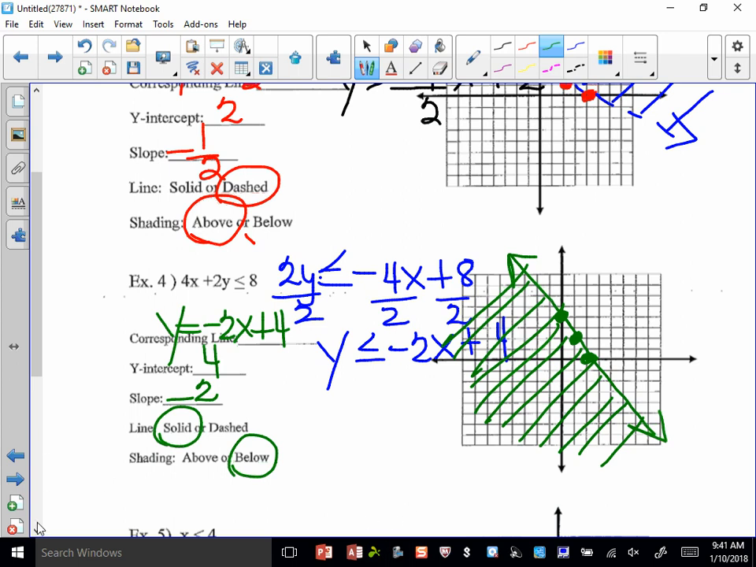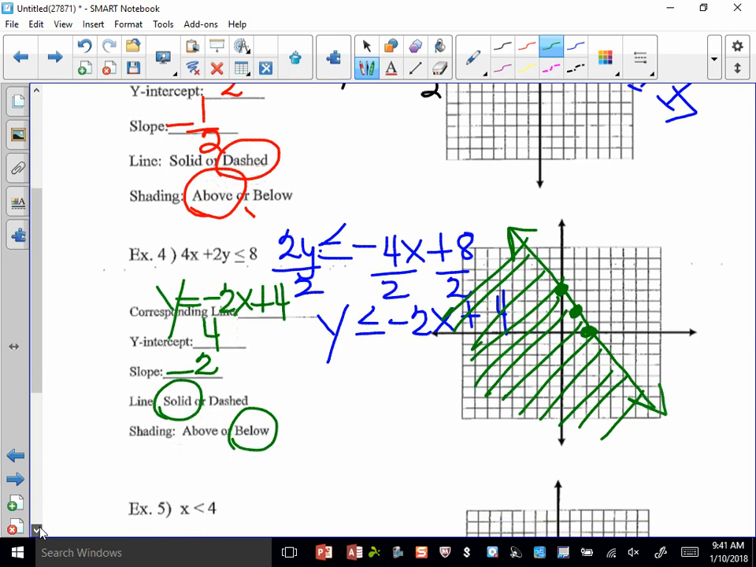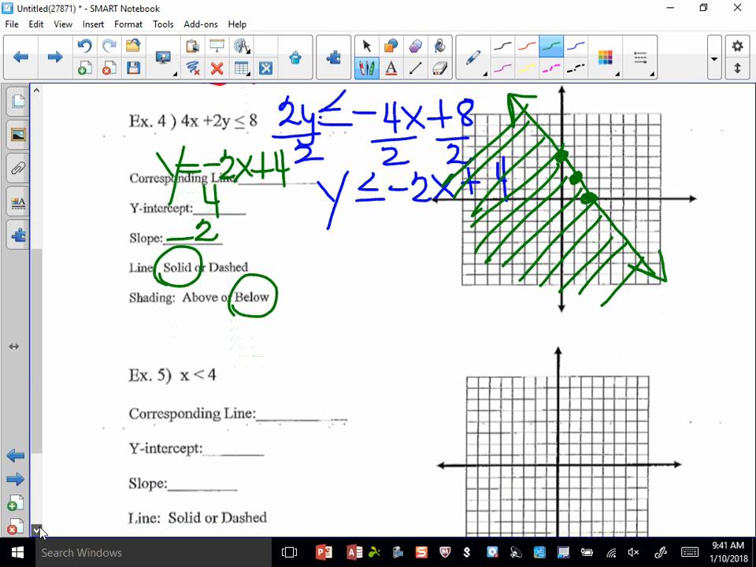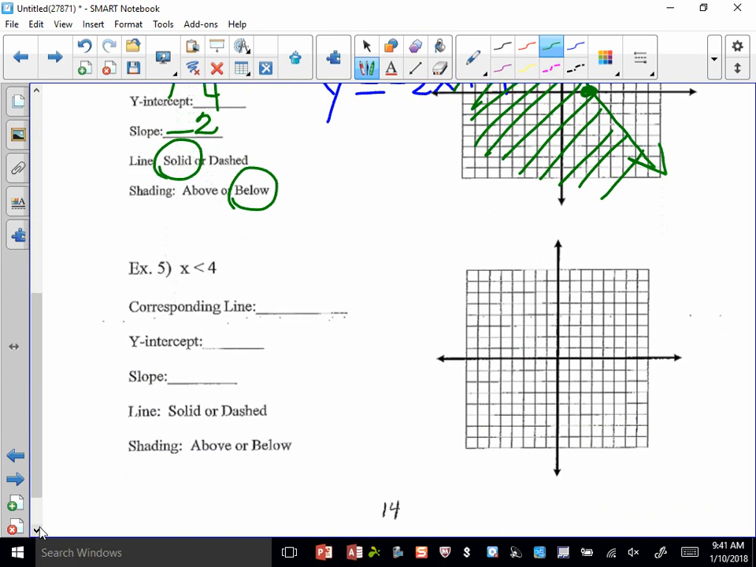All right. Now, the last one is what type of line? What type of line starts off with x? Vertical. So what we're graphing is a vertical line at 4. So I'm just going to go ahead and make a vertical line. It will be a dashed line. And since it's less than, we're not shading above or below. We're going to actually be shading to the left.